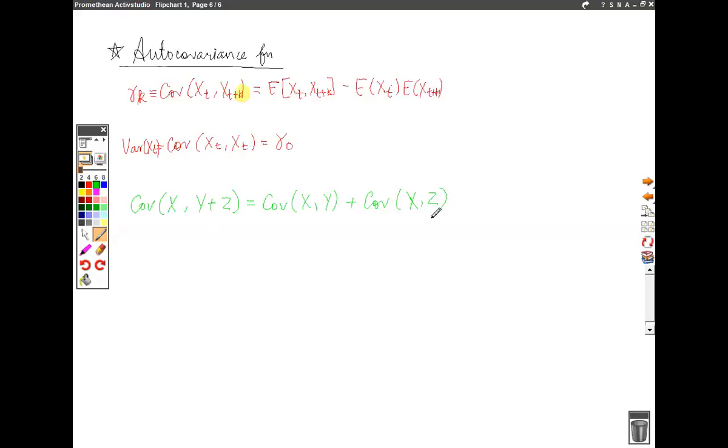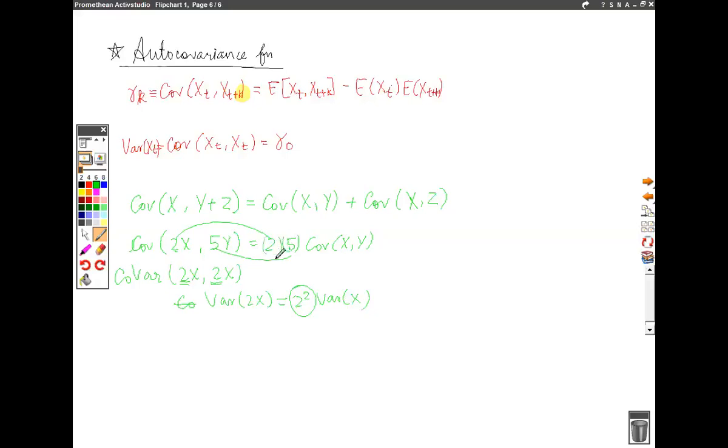Right. And let's say if I have covariance of 2x and 5y, what will this be? That will just be 2 times 5, the covariance of x, y, right? Because whenever we talk about the covariance of 2x, 2x, which is just the variance of 2x, what I get is 2 squared times the variance of x, and this is where you get the square from. You multiply this 2 and that 5. So I hope you all are aware of the general properties of the covariance. If not, there is a simple exercise in the book, and you can remind yourselves of that.